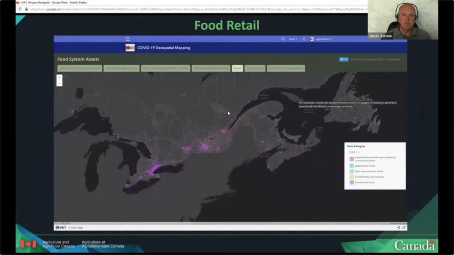We looked extensively at food retail using the business registry from our partners at Statistics Canada to try and understand where supermarkets were, proximity from vulnerable populations to supermarkets, as well as trying to understand the difference of where big box stores were versus either small or convenience stores, which would also be sources of food for particular individuals.